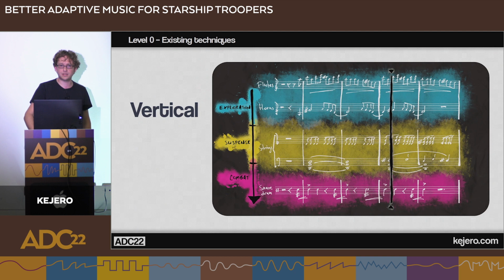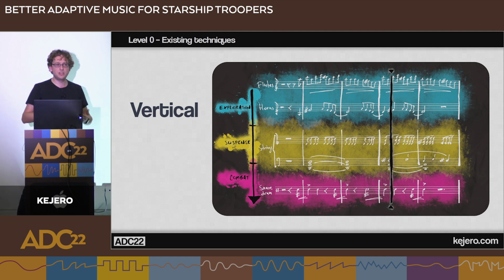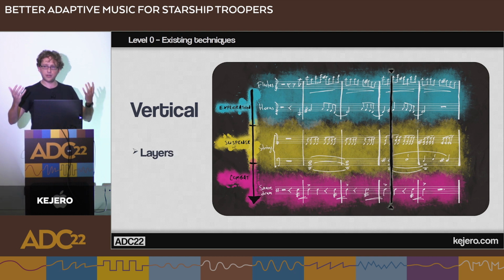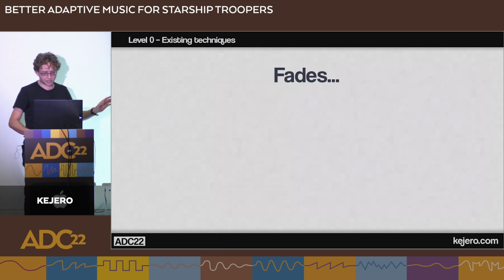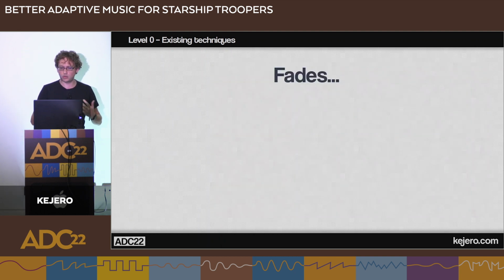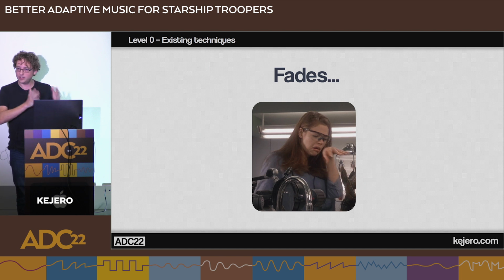Let's start with some of the basics. So we have typically vertical and horizontal techniques. A vertical technique is where you change the orchestration of a piece of music, and we typically do this by adding or removing layers of instruments. There's also submixes. I'm going to skip that for now. Typically, this is done by fading in a layer or fading it out. I think that usually sounds horrible, again, within the context of orchestral music.